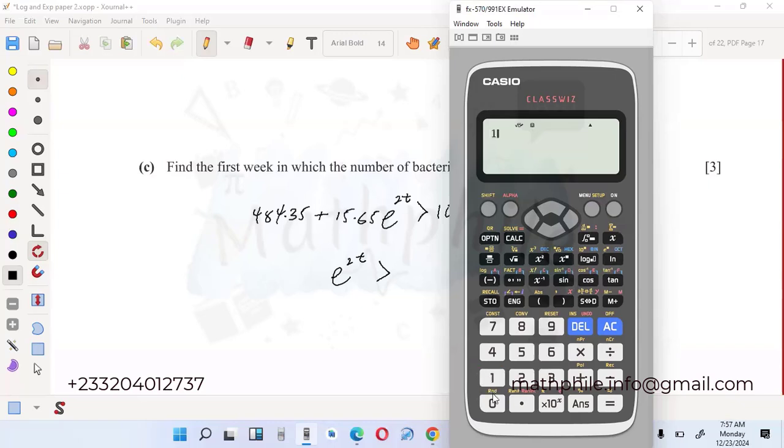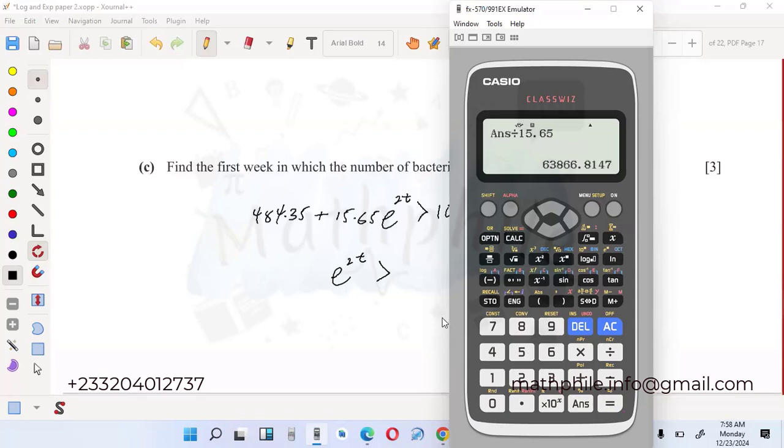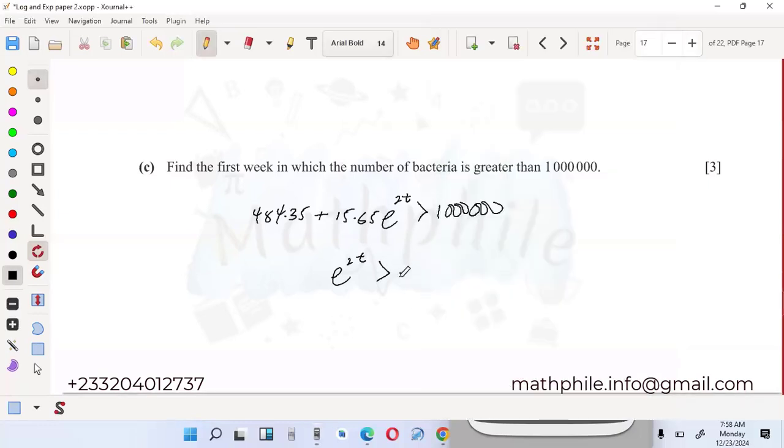minus 484.35 divided by 15.65. That's then 63866.8147.